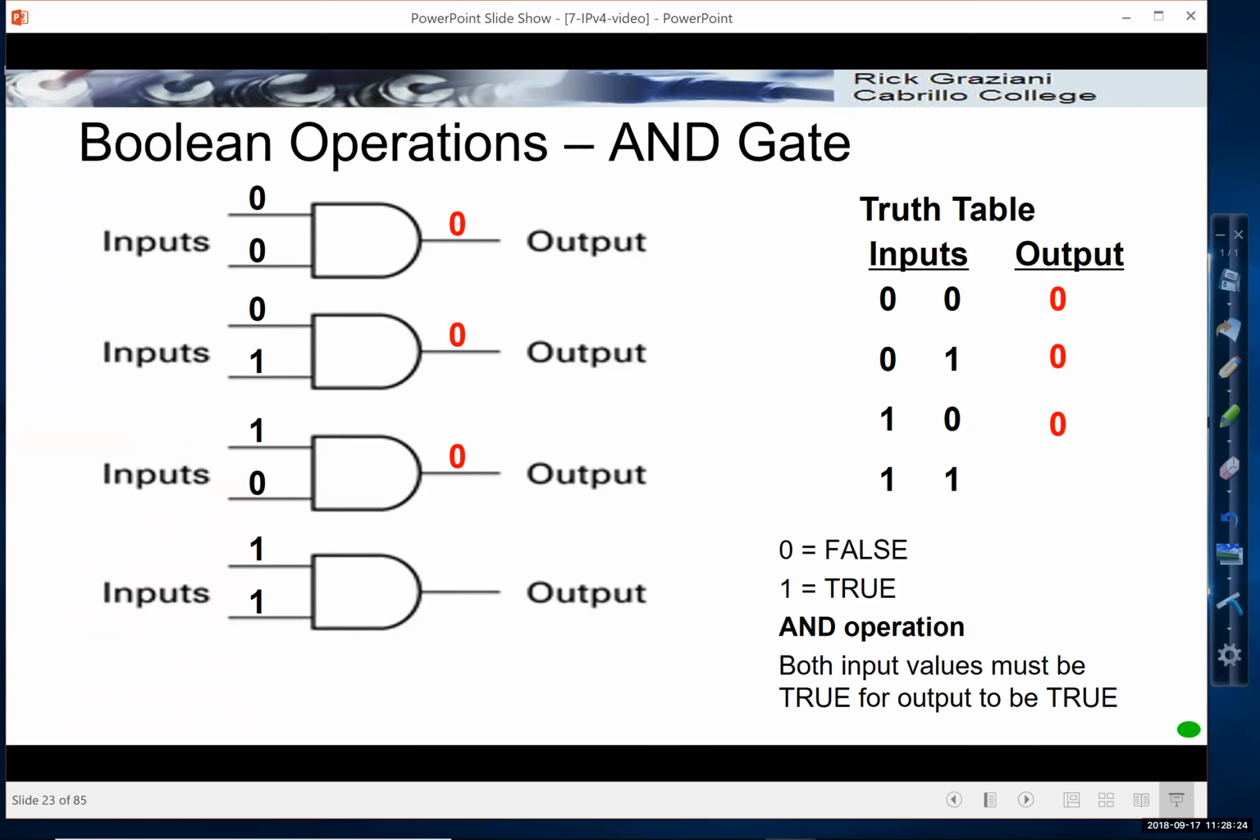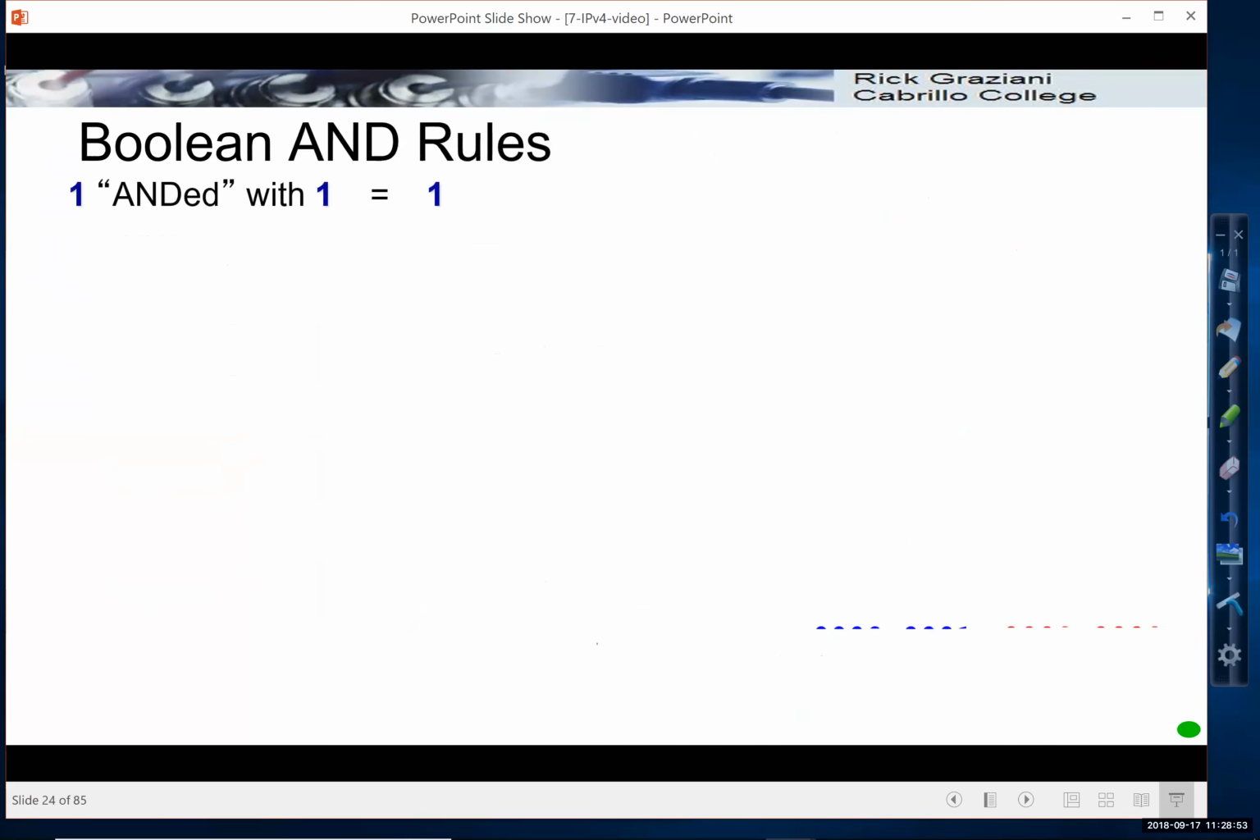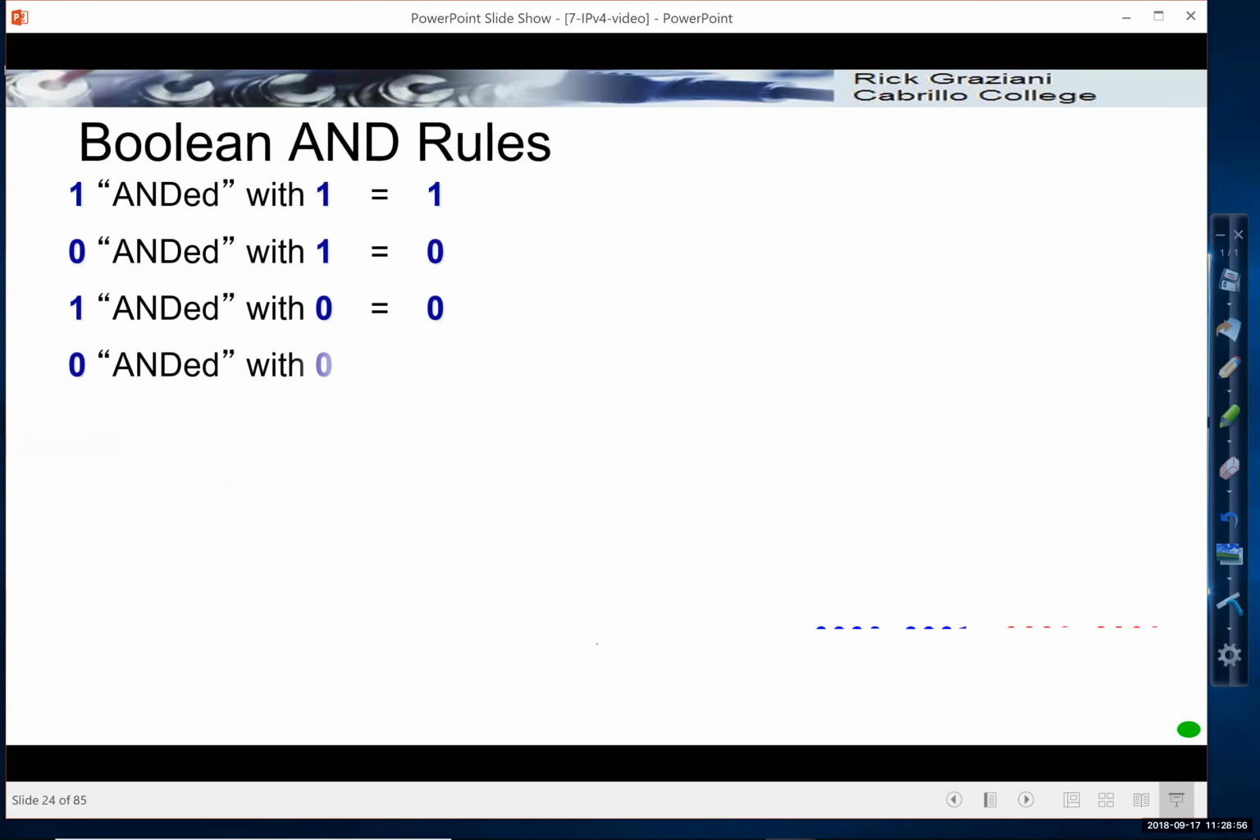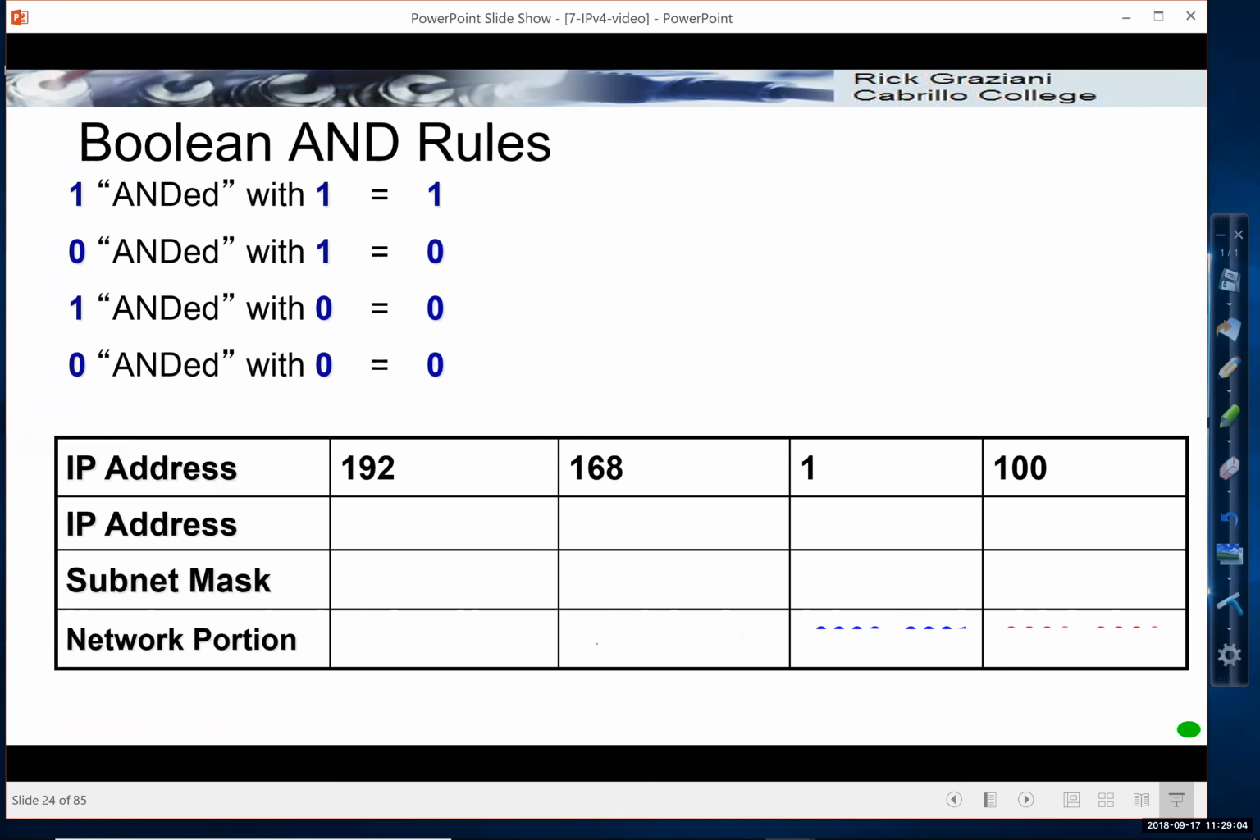But if both input values are true, if I say Rick Graziani teaches at Cabrillo College and Rick Graziani also teaches at University of California, Santa Cruz, both of those statements are true. Since both inputs are true, the output is true. And in the truth table, we have a true. So both inputs must be true for the output to be true. Okay, let's see how we use this with our binary numbers. There we see 1 and 1 is a 1. True and true is true. Everything else is false, or 0.